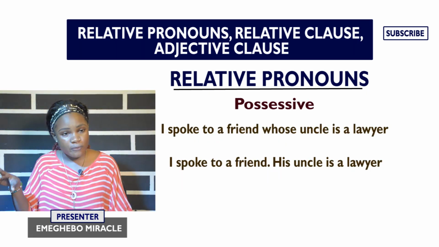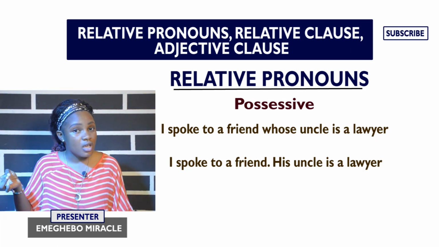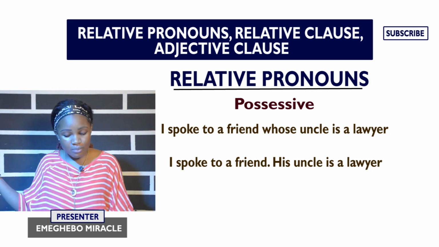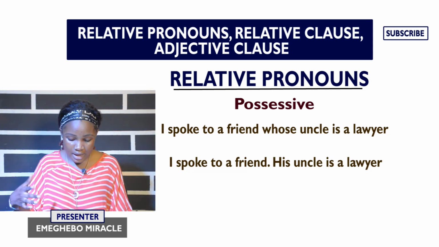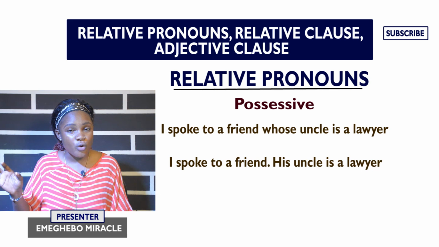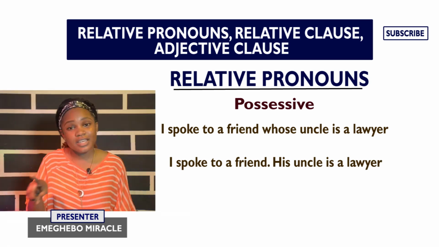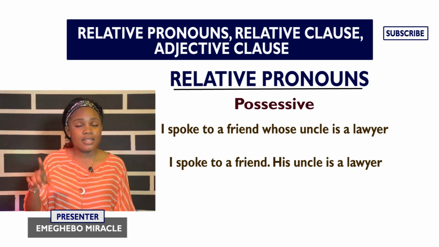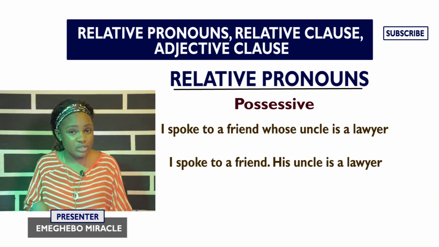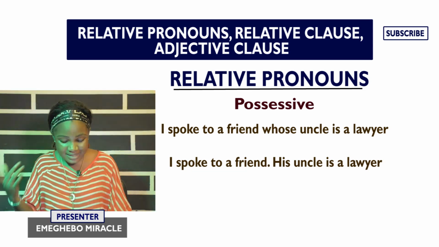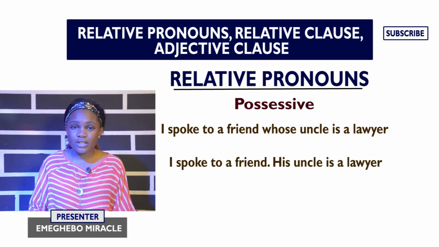Possessive: I spoke to a friend whose uncle is a lawyer. And mind you, possessive can be a little bit confusing the way I just said it. Let me make an example so that you all will understand. I spoke to a friend, his uncle is a lawyer. You can see the difference. Whose uncle is a lawyer can be used in possessive sentences. Then his uncle, H-I-S, is a lawyer, can also be used in possessive sentences. And mind you, you can't only use possessive for people. You can also use it for things.